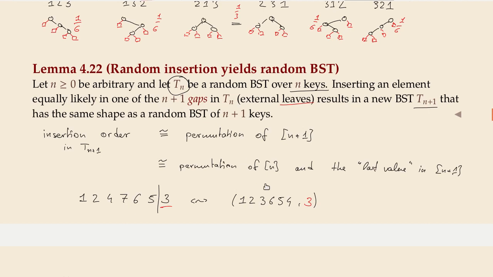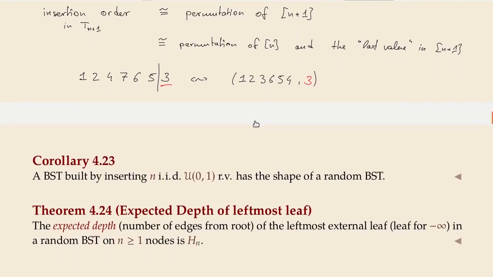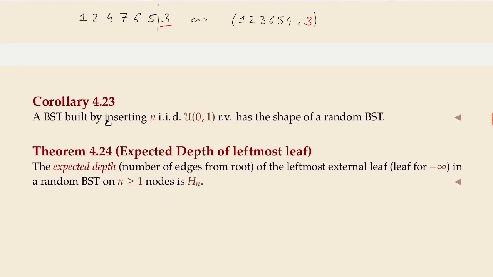The same thing is actually much more transparent if you consider this corollary. A random BST can also be obtained by inserting n iid numbers. So n independent numbers, and that's important here, the independence, where each of the numbers is chosen according to some continuous distribution. You could actually replace this uniform by any continuous distribution.